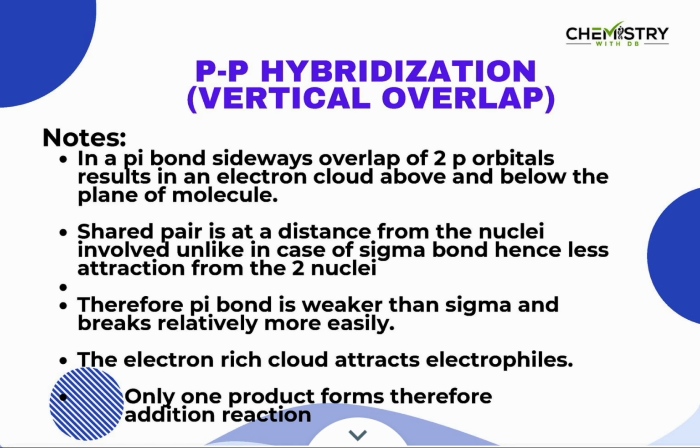Here I have given you the notes for this one, that the pi bond is weaker than the sigma bond because the shared pair is at a slight distance from the nuclei of the two carbon atoms. So this is why it requires less energy to be overcome. Now the electron rich cloud, which is above and below the plane of the molecule, attracts electrophiles, and because only one product forms, this is why it's called an electrophilic addition reaction.